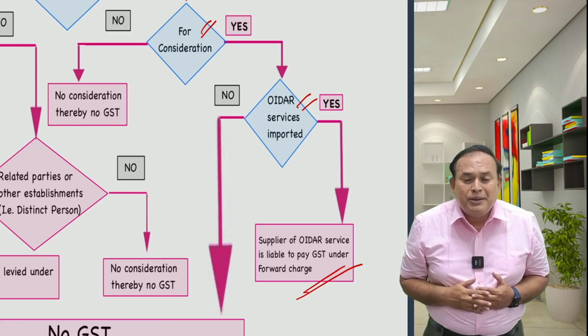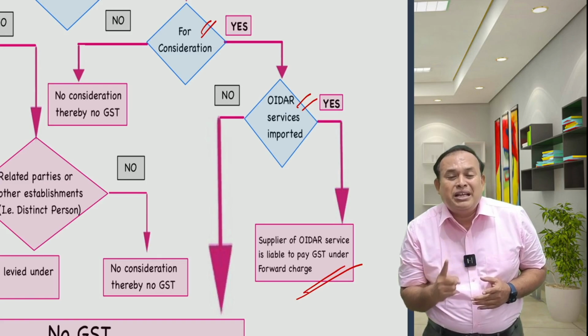In that case, who is liable to pay GST? The supplier. Why are they only liable to pay GST?